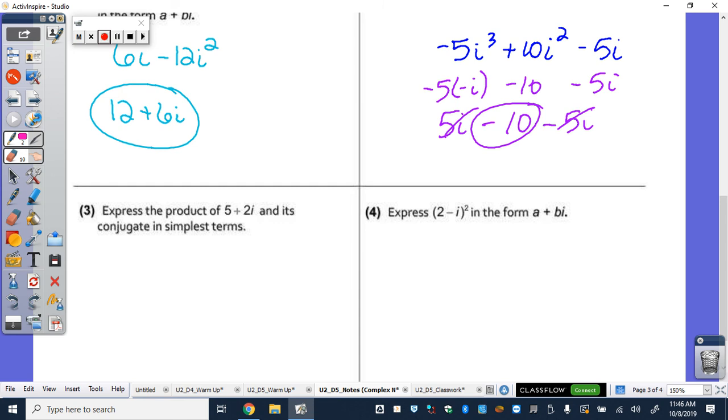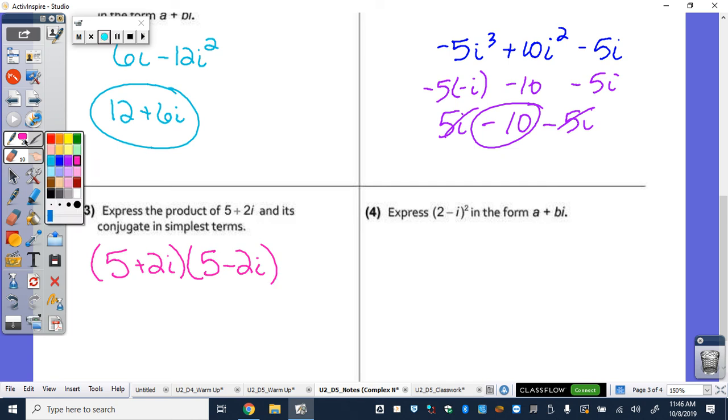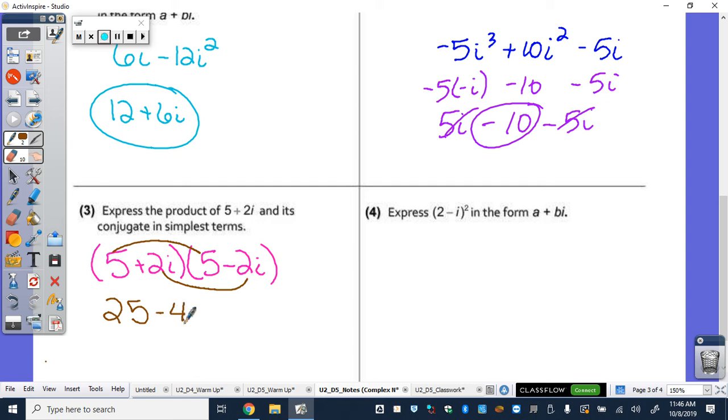So 3, express the product of 5 plus 2i and its conjugate in simplest terms. Its conjugate would be 5 minus 2i. Remember, just change that sign in the middle. So with conjugates, it's a little easier. Just got to multiply the first. So 5 times 5, 25. And then you multiply your last. So 2i times -2i would be -4i squared.